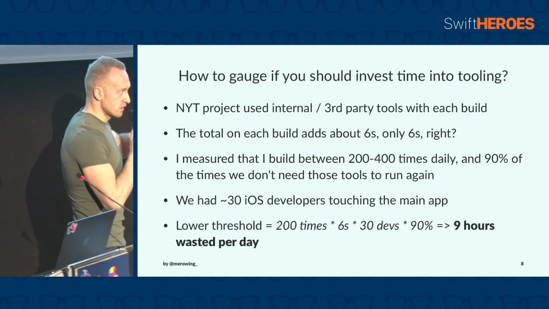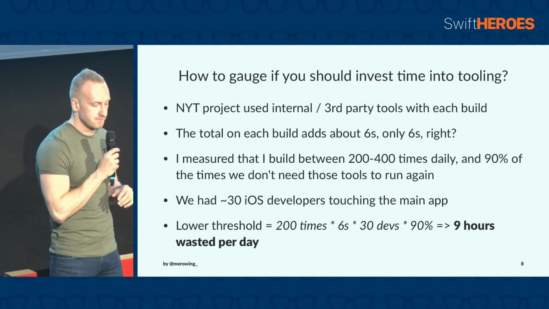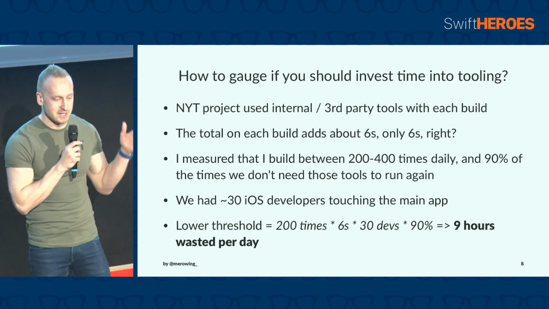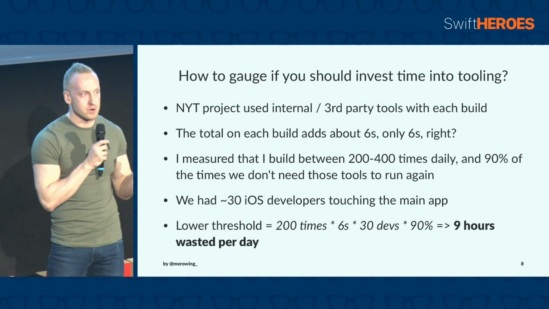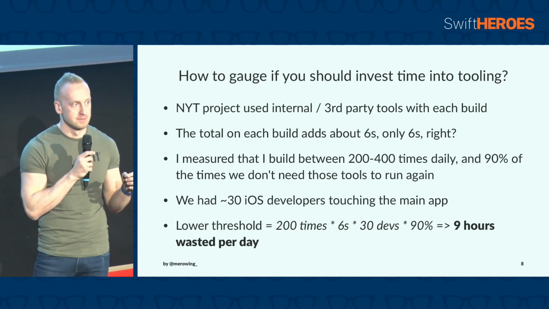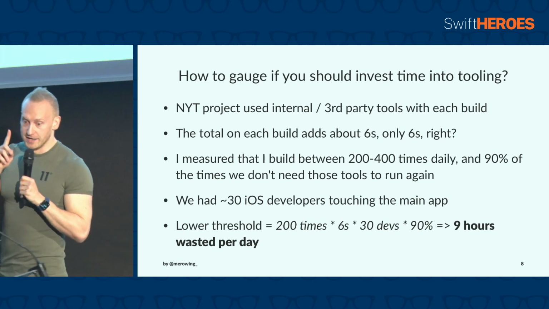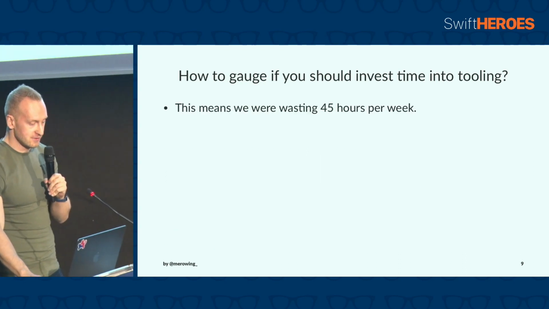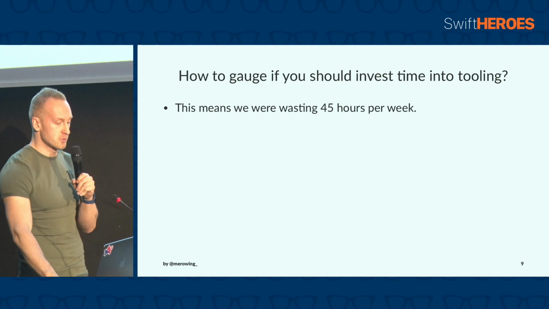So even if we take the lower threshold of that calculation, let's assume just 200 builds per day, we multiply it by the number of developers and the time the build phase took. It's 9 hours of development time wasted each day for the company. That is pretty significant, right? It's 1 day. If you multiply this by 5, you'll see that it means 44 hours per week. So it's like an extra developer.